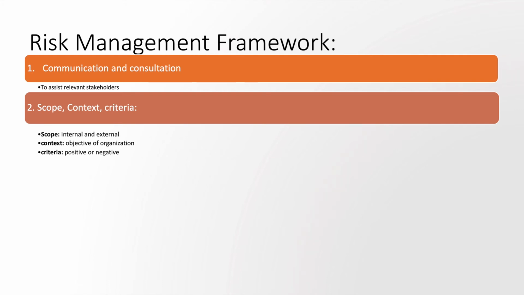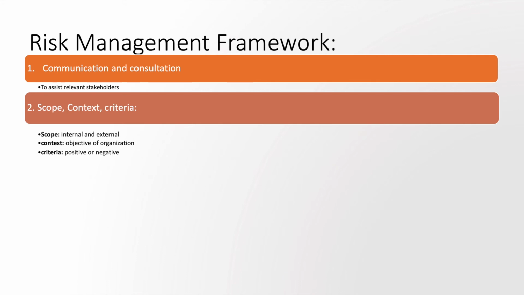Now come to the criteria. It can be positive or negative. To set criteria, the organization should consider the nature and type of uncertainties, both positive and negative, time related factors, and combinations or sequences of multiple risks.